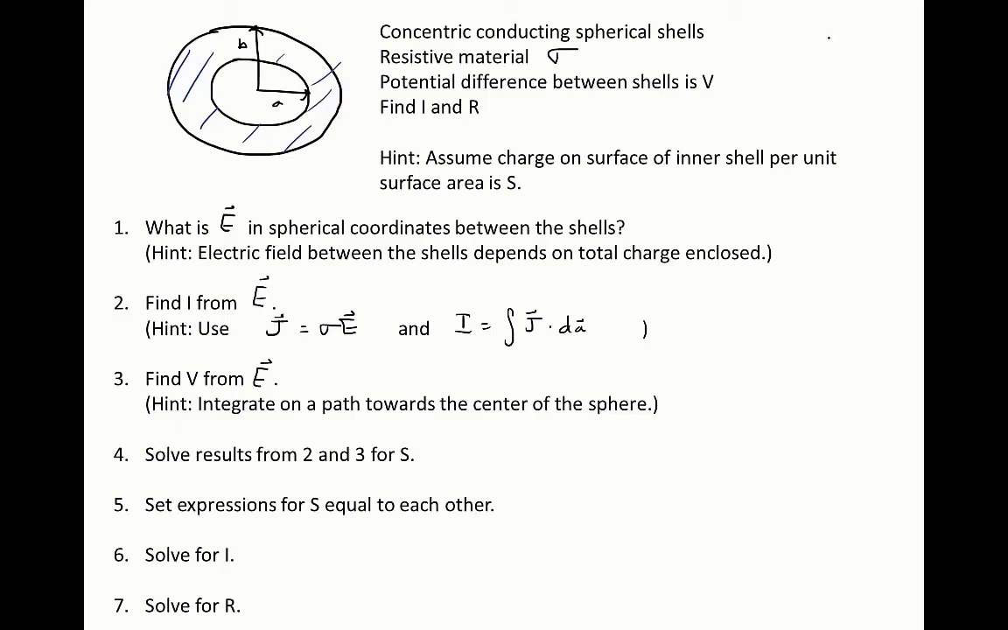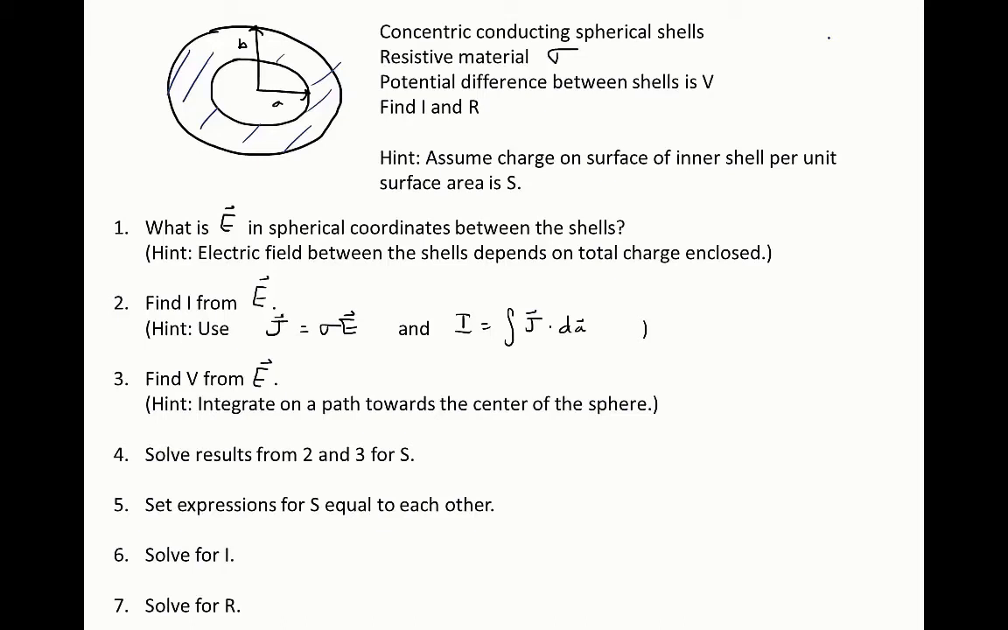They're the steps I just went through, but I provided you some little hints that have reminders of what you should do. So, instead of assuming we have a charge per unit length, like we did for the cylinder, we're going to assume that the surface charge on the inner sphere is S. Now, previously we've used the symbol sigma for surface charge density, but now we're using sigma for conductivity, so I'm going to use a big S instead. Unfortunately, in physics, we start running out of letters even when we're also using the Greek alphabet.